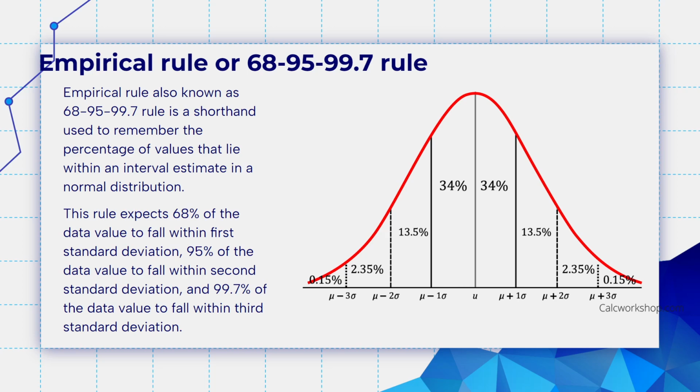So at the side, we can see the graph, like a bell-curve shape, of the empirical rule, or 68, 95, 99.7 rule.